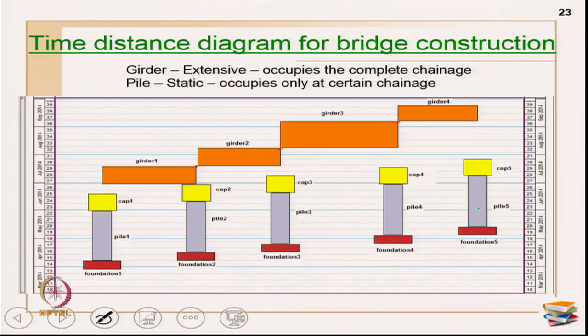Now, let us move on to see the time chainage representations on Telos. This is again a Telos snapshot only on the same project, wherein I have raised a bridge also to continue with my highway construction. Okay. So, these are all girders here. The girders are primarily the extensive activities which are shown like blocks and they occupy the complete chainage, okay, almost most of the chainage.